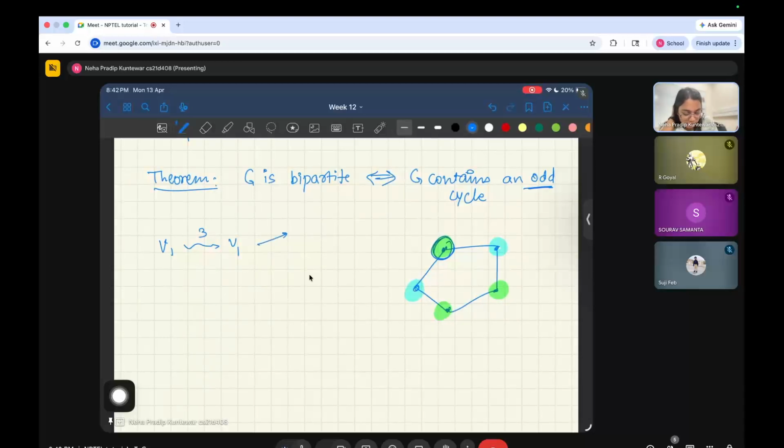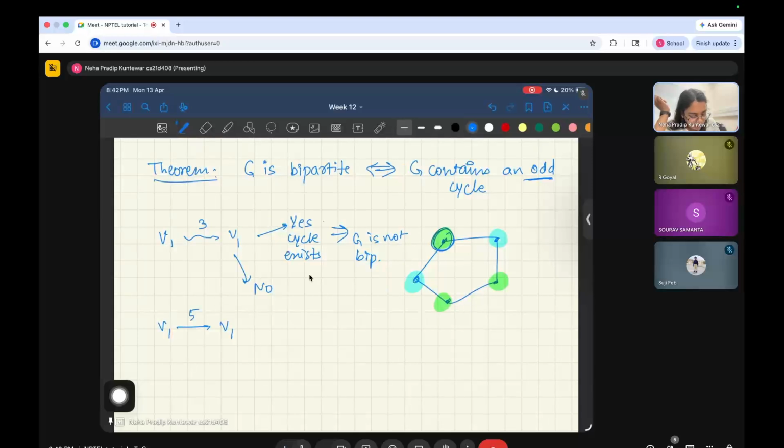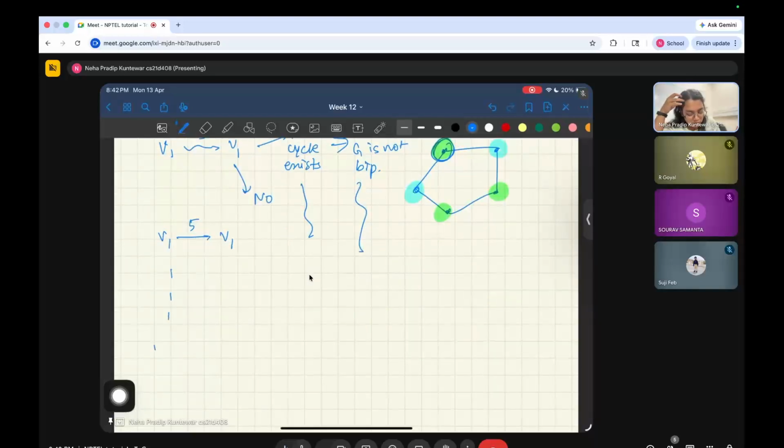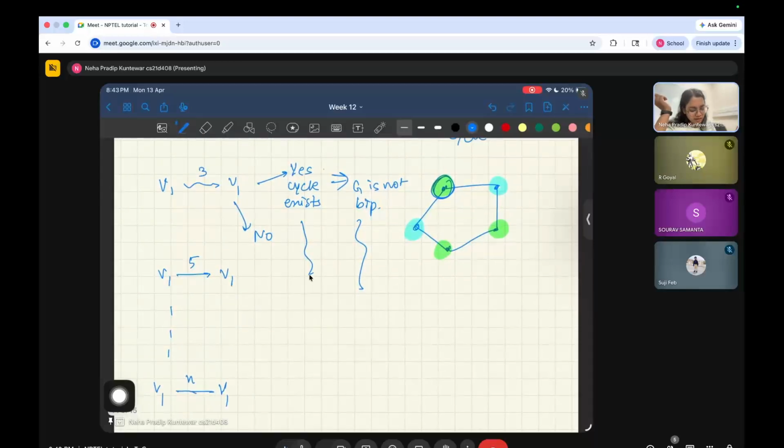If there is a cycle, then you say that no, the graph is not bipartite. The cycle existing implies G is not bipartite. Otherwise, if this is no, then you check if there is a cycle of length 5. So from v1 to v1, check if there's a cycle of length 5. Again, the conditions remain the same. If you get a cycle, then the graph cannot be bipartite, and you keep on doing this. Let's assume that n is odd. Keep on doing this n by 2 times, or even fewer. Then you repeat the same process for each vertex.